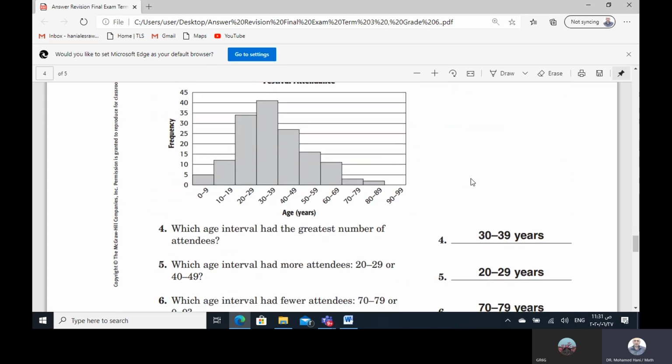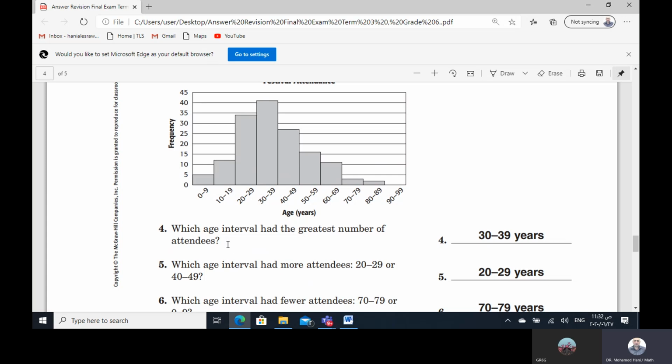And this is the histogram. The question here: what is the frequency of the period 30 to 39? Go to the height of this bar. You will find the height between 40 and 45, about 42.